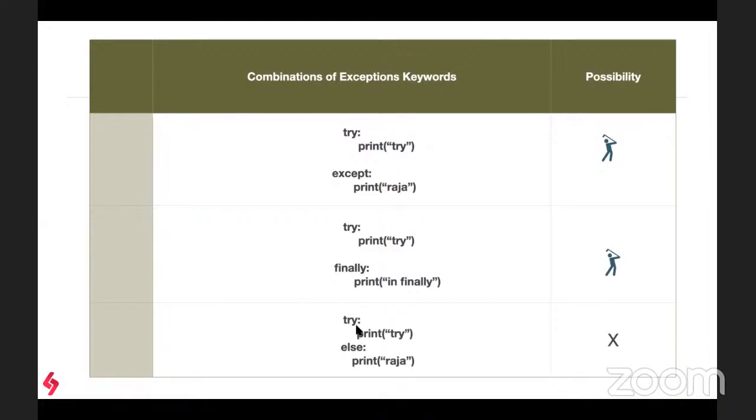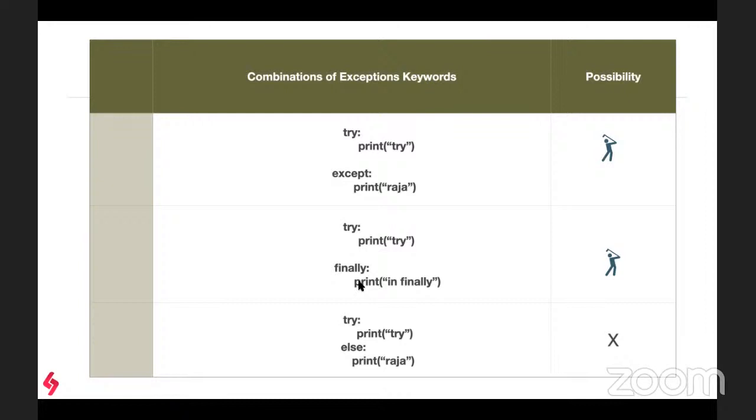Else means if no exception occurs, then only the else will run. Assume that there is an exception, then it will go to the except block. Assume that there is no exception, then it will go to the else block, if you have written one, right? Finally means whether there is an exception or not, it doesn't care. The finally will be executed. I will show you shortly how it works practically.